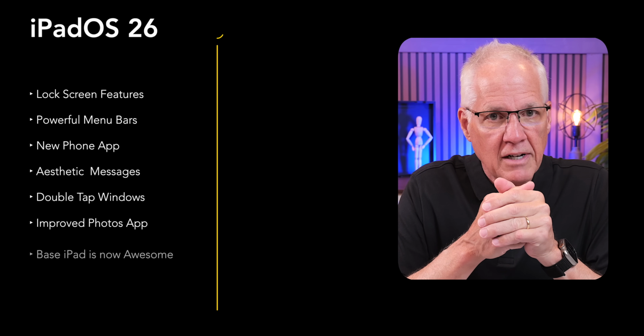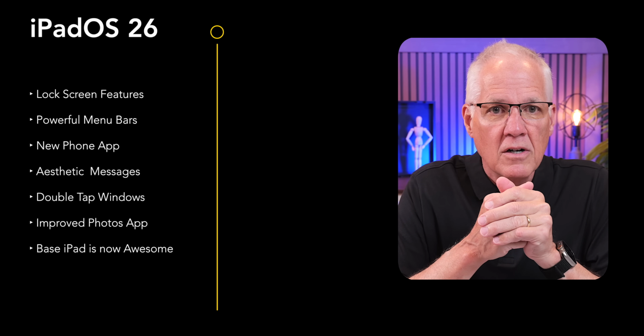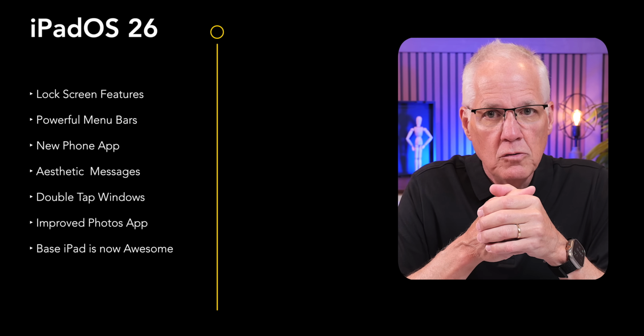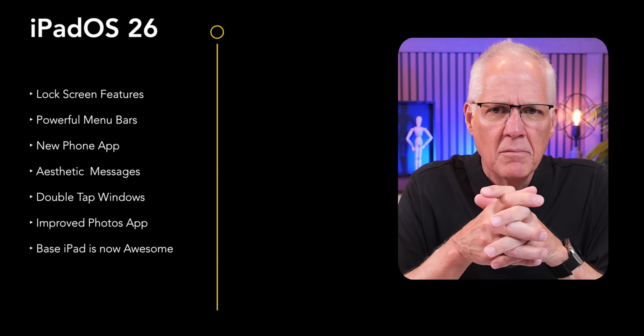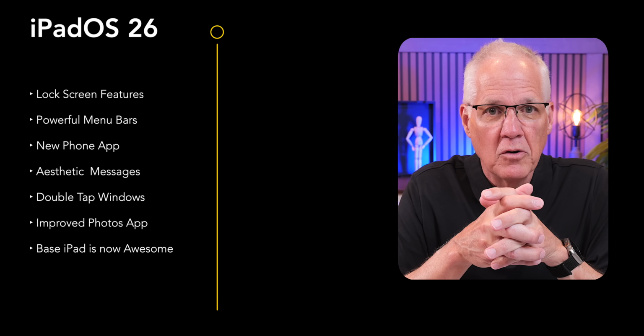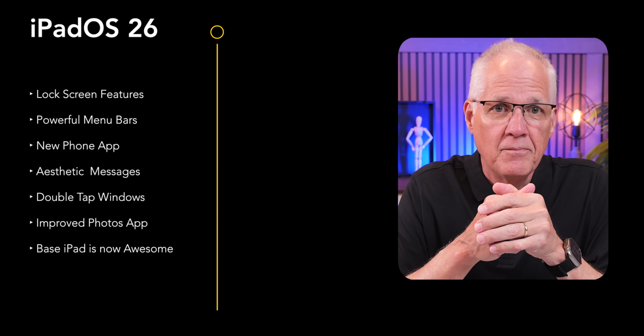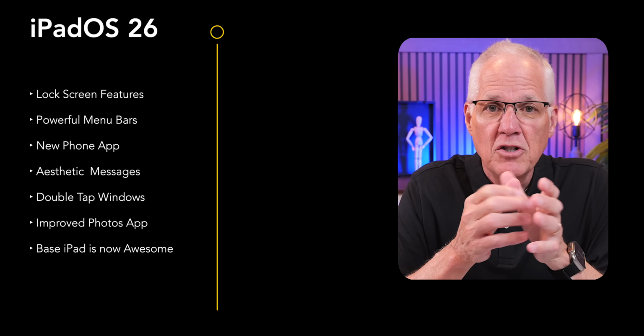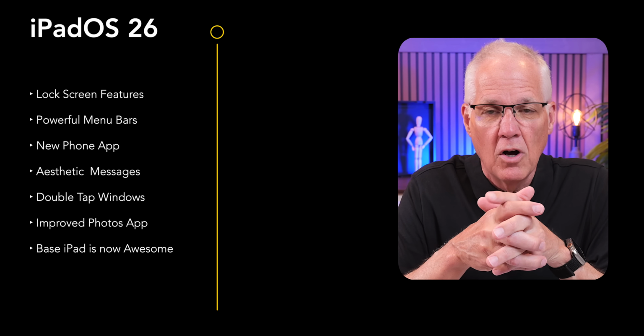Today, I'm going to show you a couple of new interesting lock screen features, the new menu bars and how they reveal so much hidden information, including key commands. We'll look at the very practical new phone app. I'll cover some pleasant new aesthetic changes to messages. I'll show you how to double tap an app for full screen mode. Thank God that's finally here. We'll open up the much improved Photos app, and finally, I'll show you how most of this stuff works on the base iPad. Stick around.